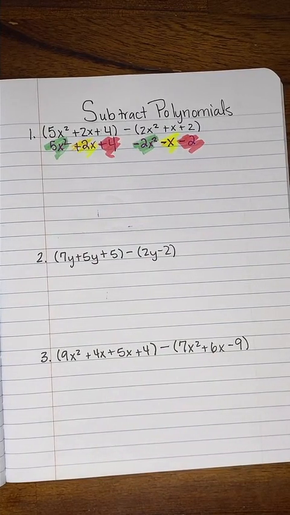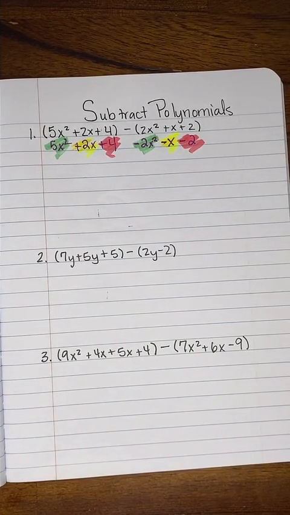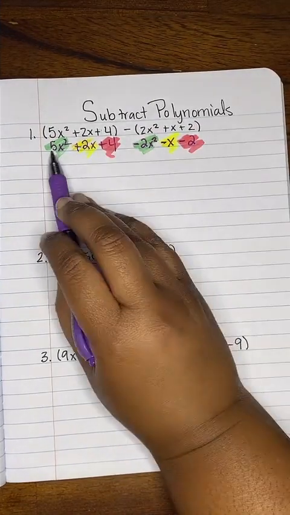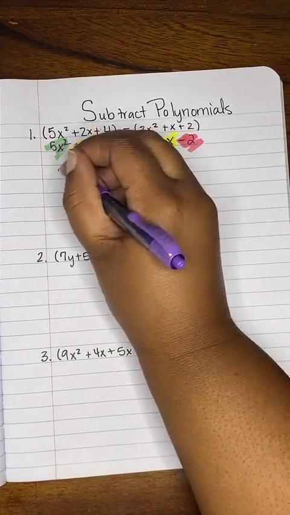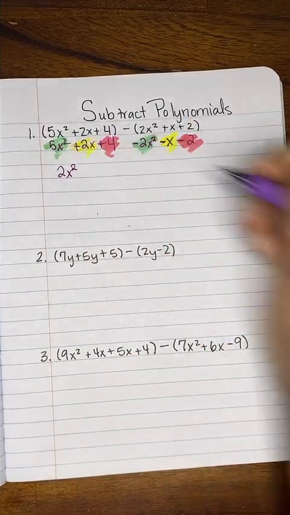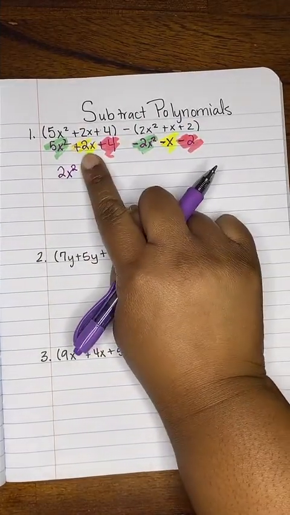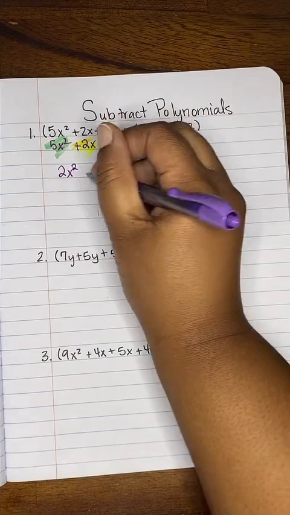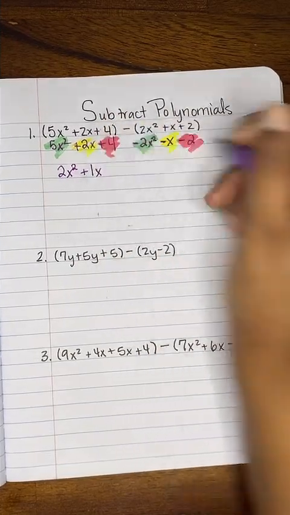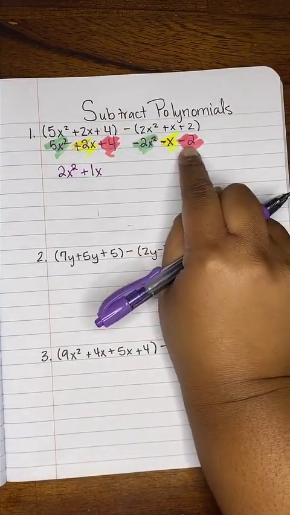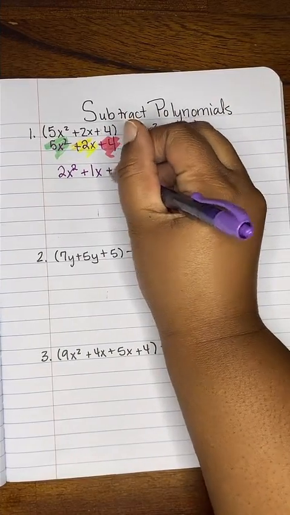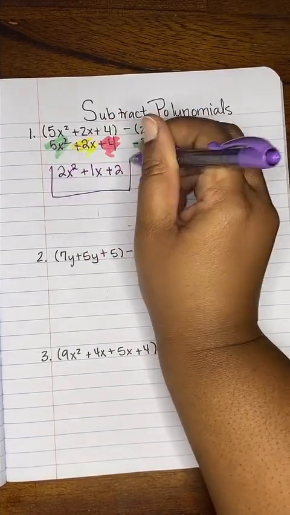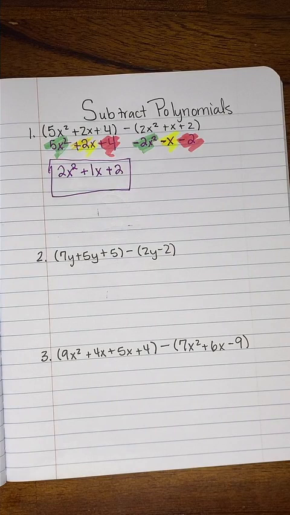Good. Somebody said 2x squared, 3x squared. Wimble. Good. So we have 5 minus 3 is 2x squared. Excellent, Wimble. And then what's 2x minus 1x? I know you guys know that. 1x. And then 4 minus 2 is plus 2. And this is our beautiful answer.